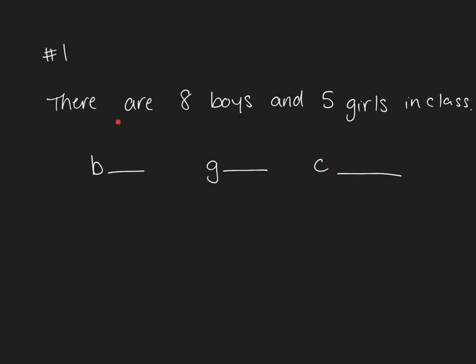So they'll give you a phrase like, there are 8 boys and 5 girls in class. So how many boys do we have? 8. How many girls do we have? 5. And how many children? 13, because we just need to add the 8 plus 5, which equals 13. So this is all the first question asks us to do.